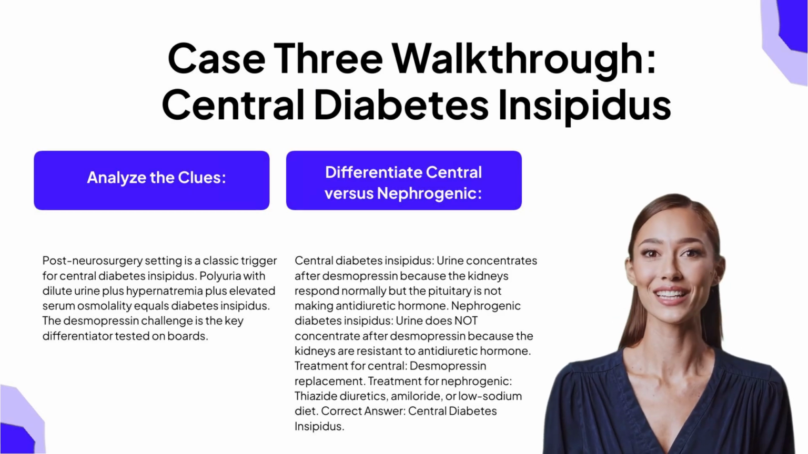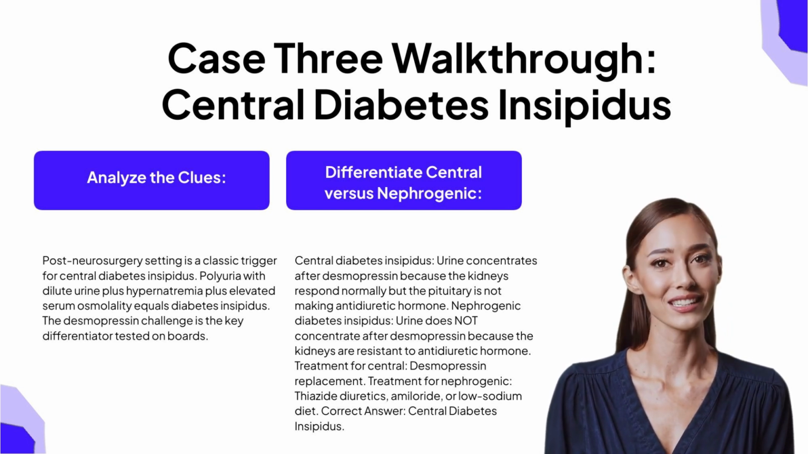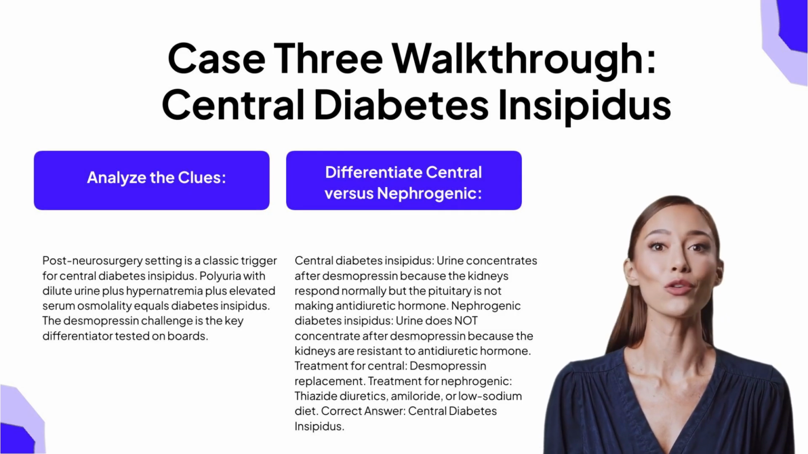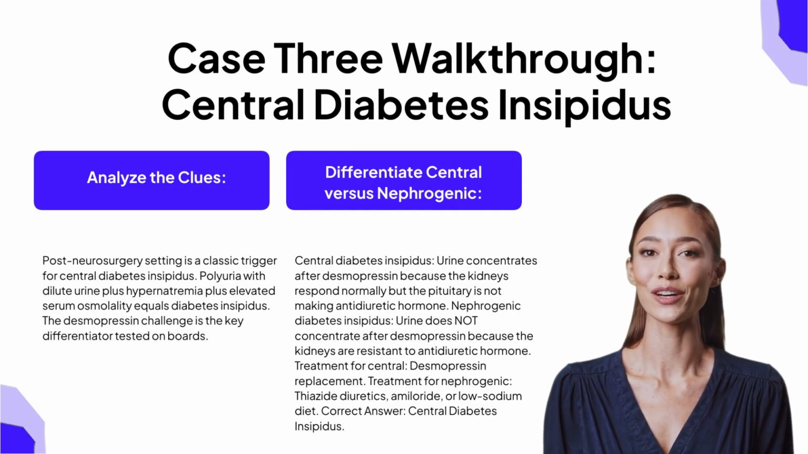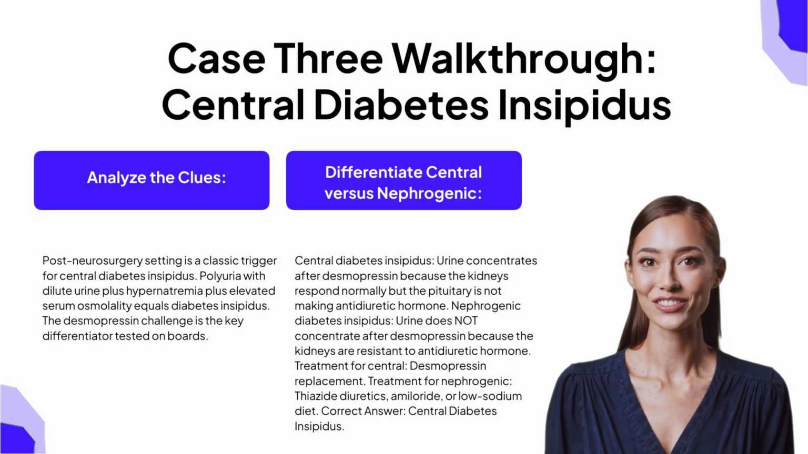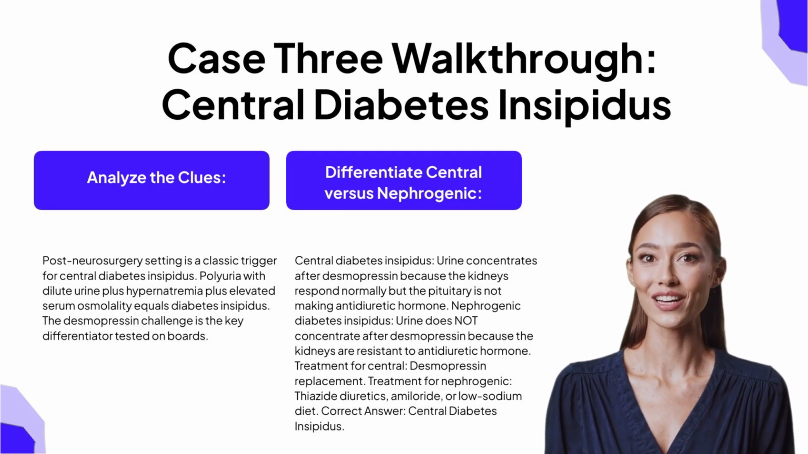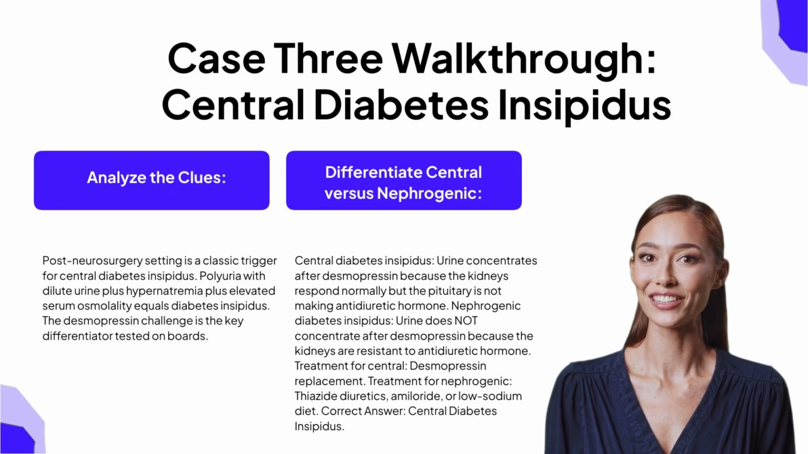Let us break down this case. The post-neurosurgery setting is a classic trigger for central diabetes insipidus because the surgery can damage the posterior pituitary or the pituitary stalk. The buzzwords are polyuria with dilute urine, hyponatremia, and elevated serum osmolality. Now here is the critical test-taking strategy. The Desmopressin challenge test differentiates central from nephrogenic diabetes insipidus.